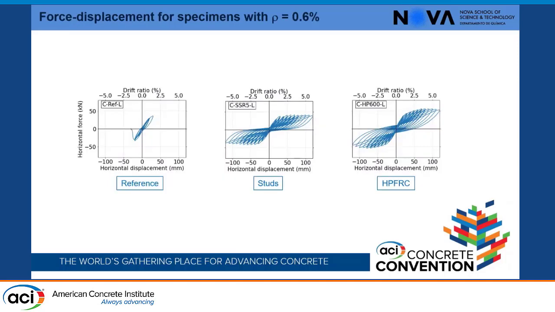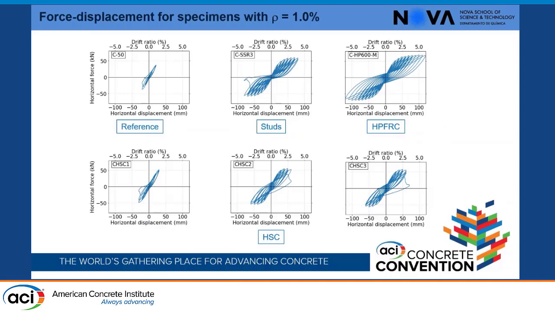In these results, for the 0.6 ratio, you can see that the slab with no shear reinforcement had a poor performance, achieving only more or less 1% drift. With the studs and the high performance fiber reinforced concrete, we were able to achieve the end of the protocol, the 6%, without failure.